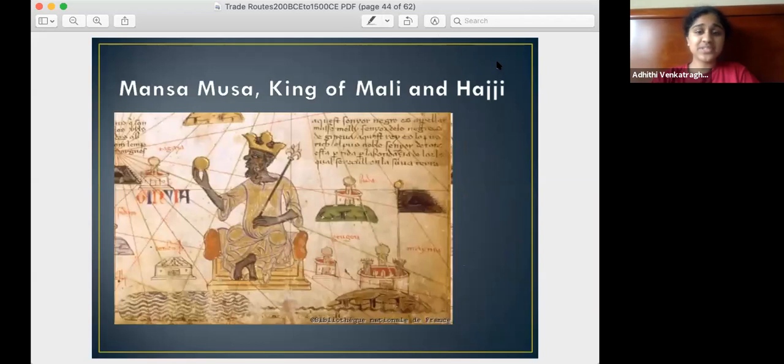This is Mansa Musa, the king of Mali and Hajji. Mansa Musa is one of the richest men in history, and he had so much gold and he distributed so much of it that he literally made the global price of gold go down. That's how much gold he had.